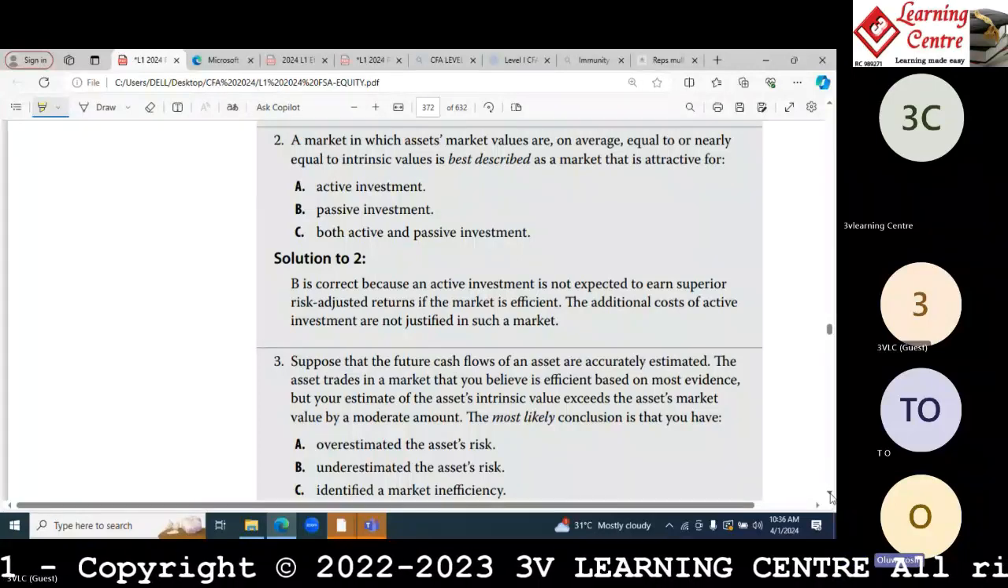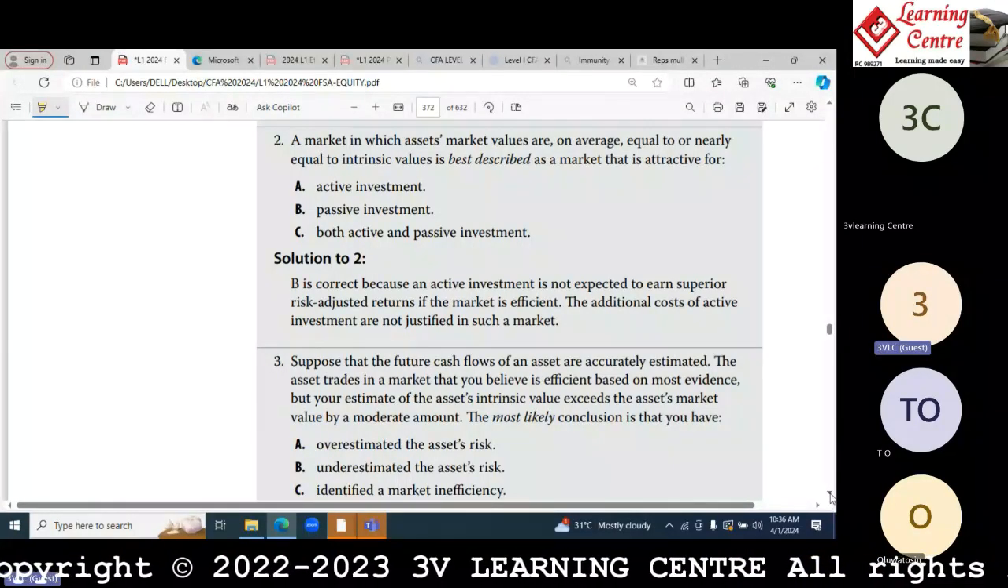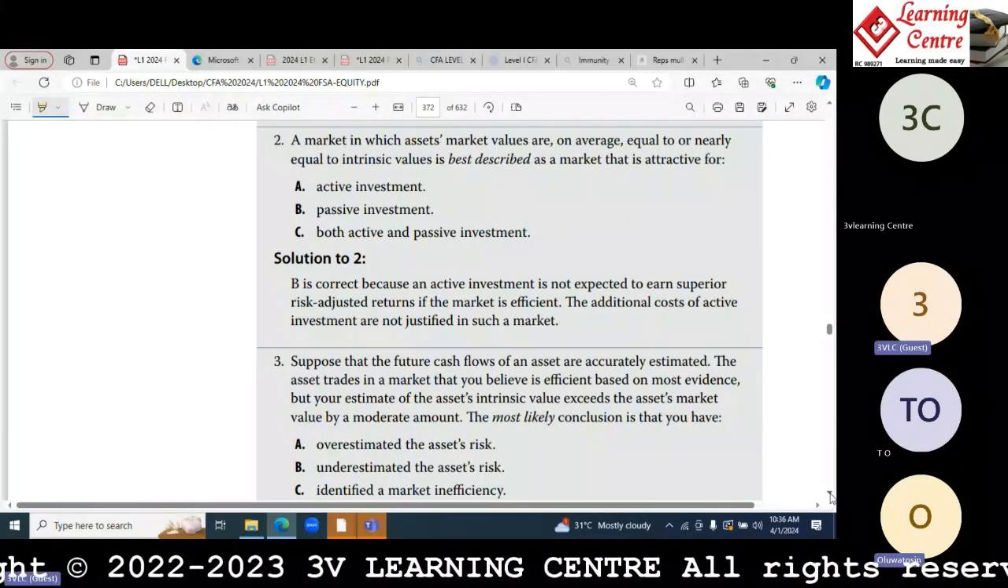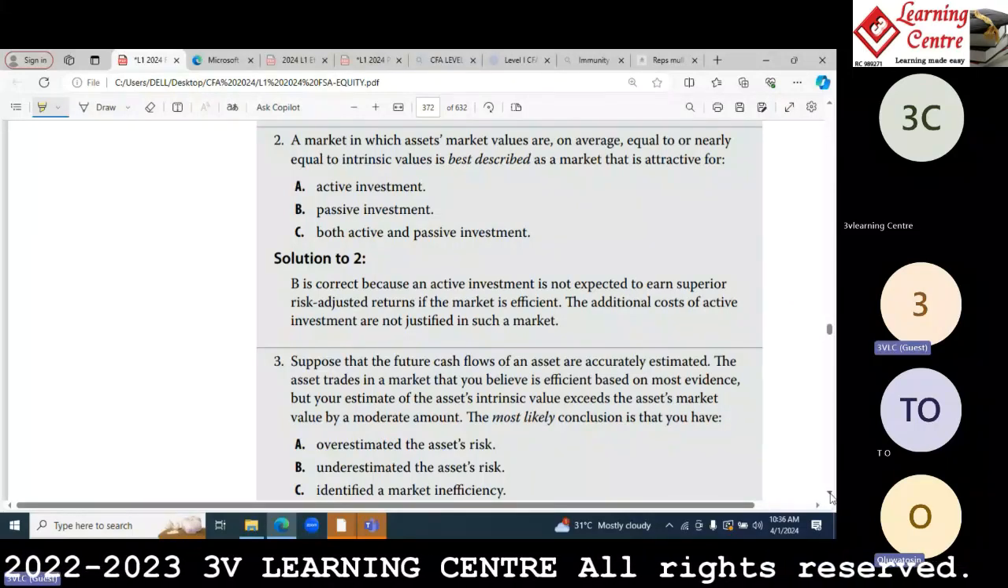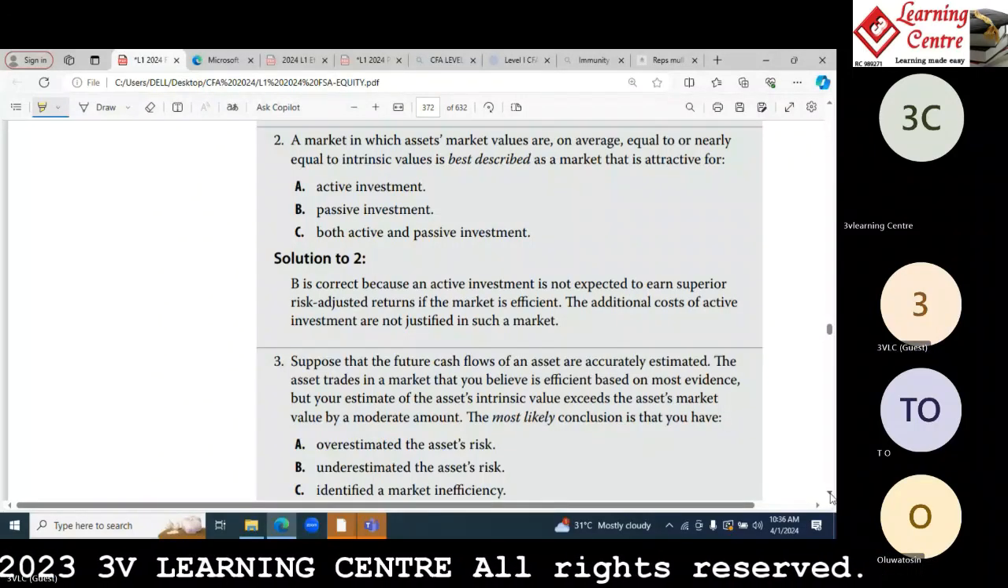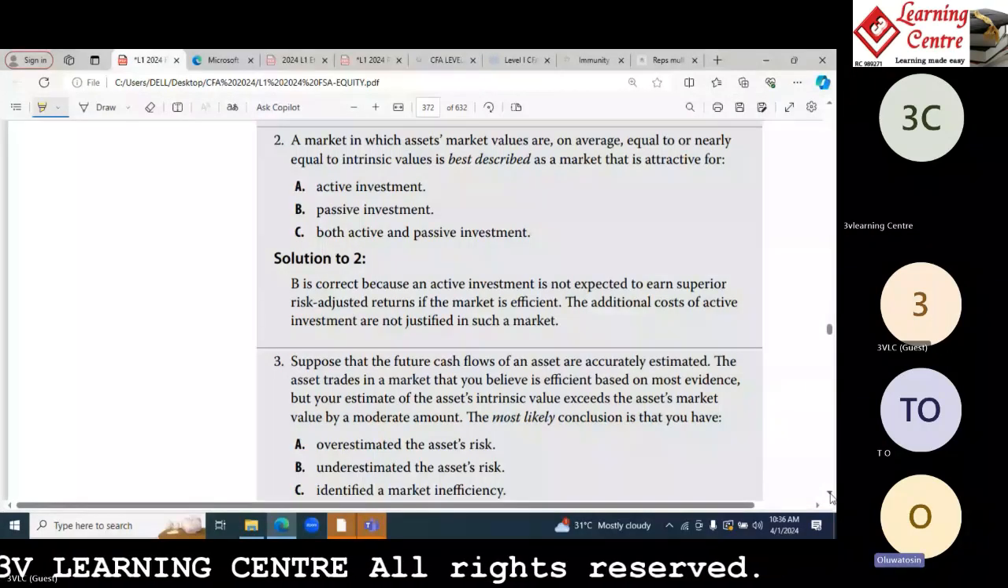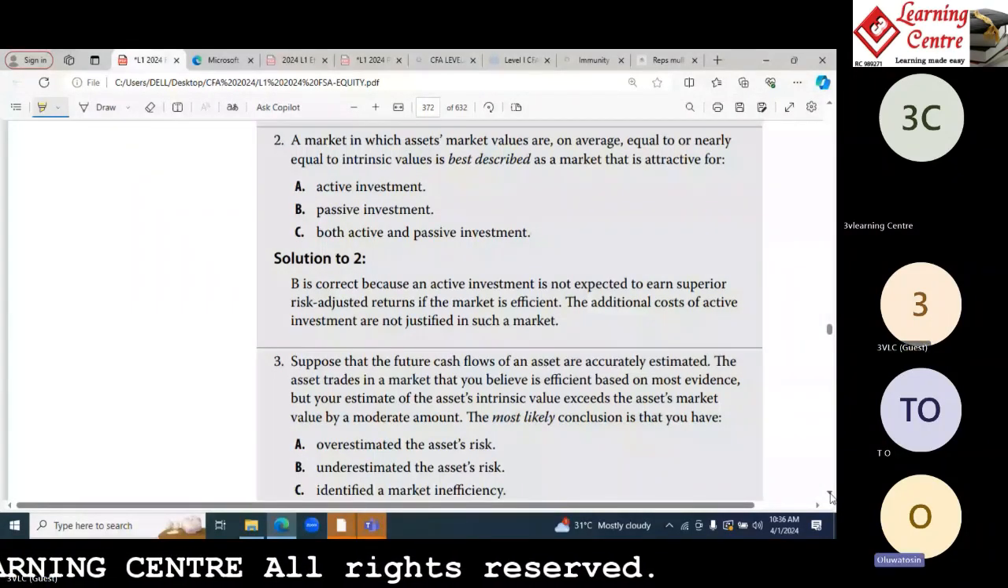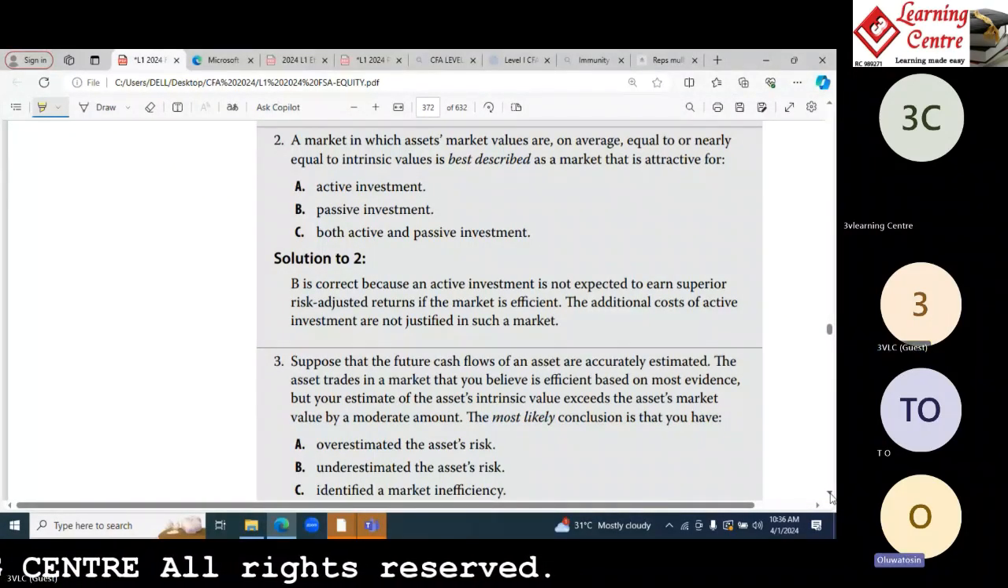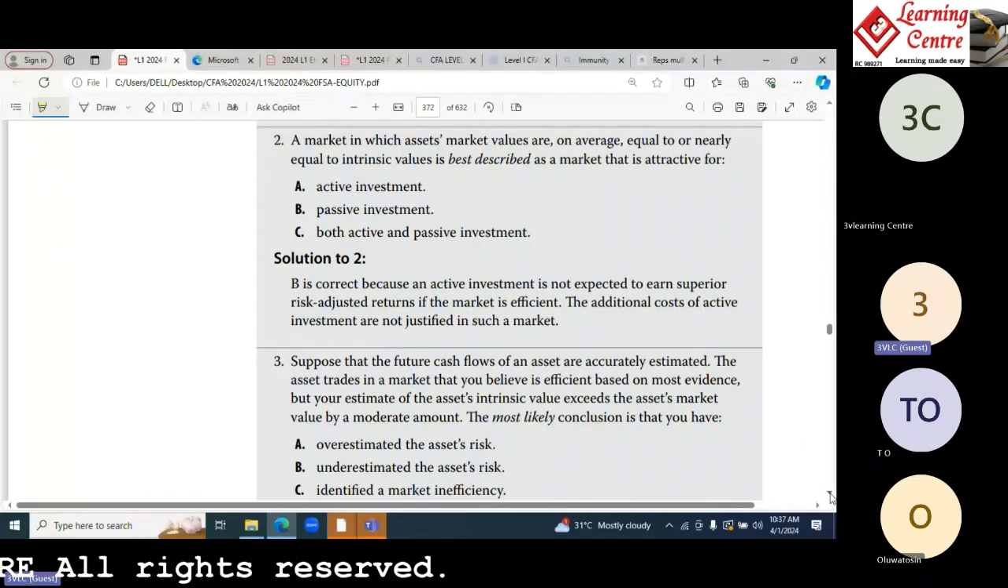Overestimated the asset risk. You overestimated. Okay. Who is that? Is that Temitayo? Tosin. Hello. Okay, that's Tosin. Temitayo, what's your answer? Do you agree with Tosin?